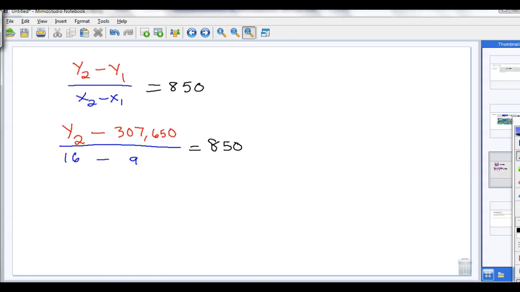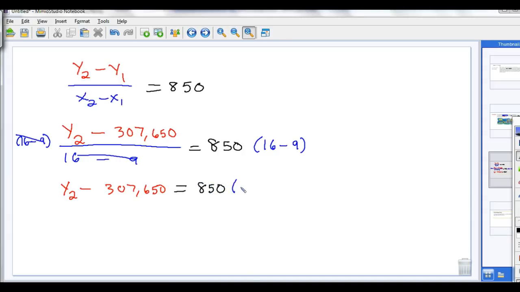So if I multiply both sides by 16 minus 9, the multiply and the divide should cancel out, and I'll be left with y2 minus 307,650, and we're going to say that equals 850 times our 16 minus 9. And that would be a 7. I know you're saying, why can't we just make it 7? Just trust me, because I know what's going to happen next.